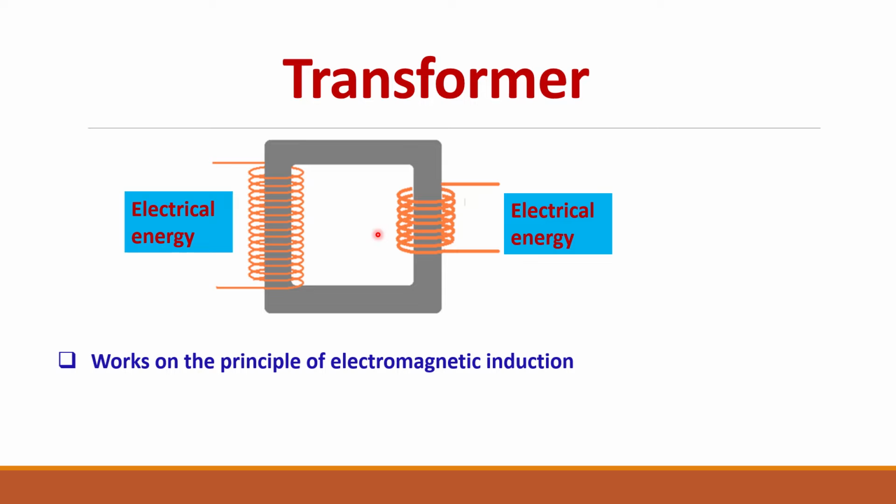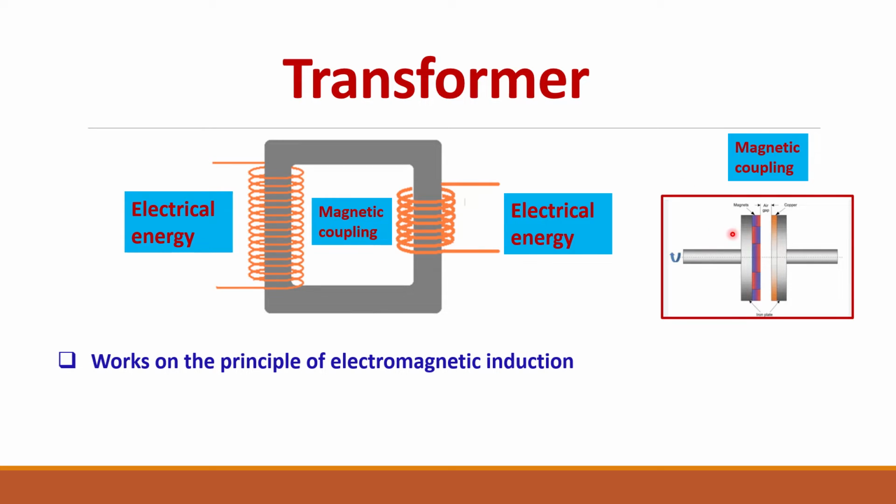But if you see here, there is no physical connection between them. These two coils or these two circuits, that is the source and the load, are connected magnetically. So there is no physical connection, only magnetic coupling. It will be like this. There will be no physical connection here, but they will be magnetically coupled.